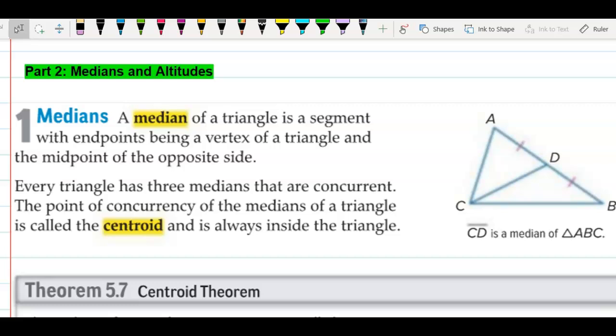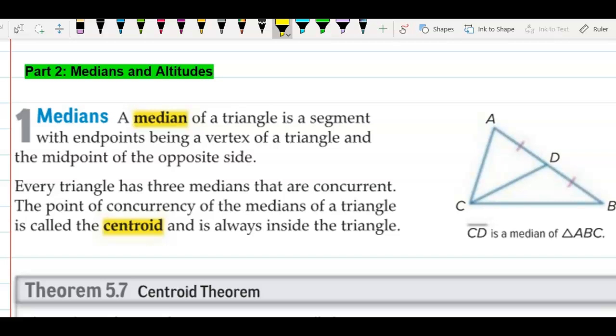Hello, this is part 2 of step 17. So we're going to continue talking about different points and segments in triangles. For this video, we're going to specifically focus on the relationships of medians and altitudes.